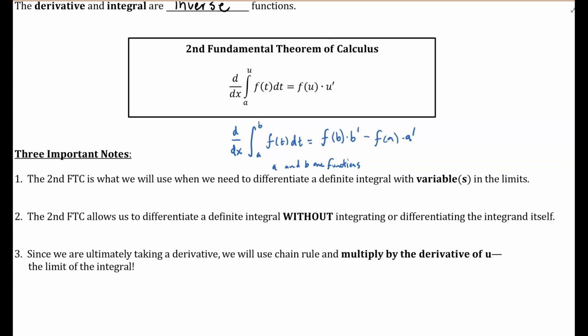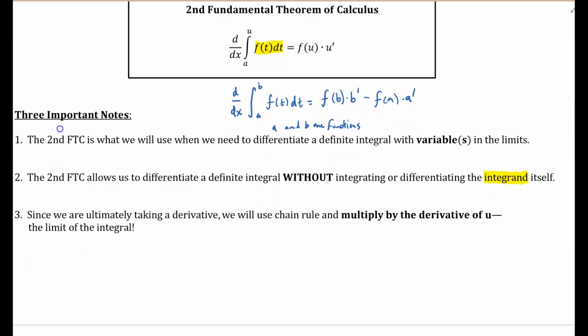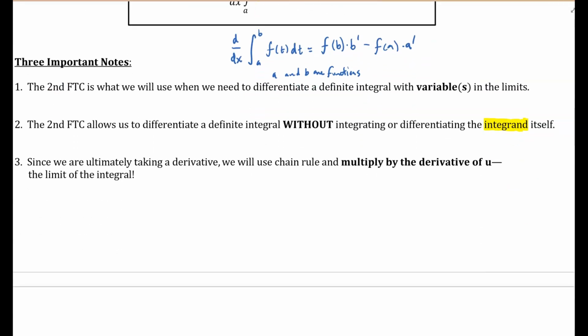I don't have to touch the integrand, and that's beautiful, because oftentimes these functions will be very, very nasty, very, very ugly, almost like your significant other, until you realize the beauty within, obviously. And you don't want to touch that. You don't want to differentiate or integrate that function. Well, it's beautiful because the definite integral and your derivative are inverses. They cancel each other out. So since we're ultimately taking a derivative, we will use the chain rule and multiply times the derivative of u. That is the limit of the integral.